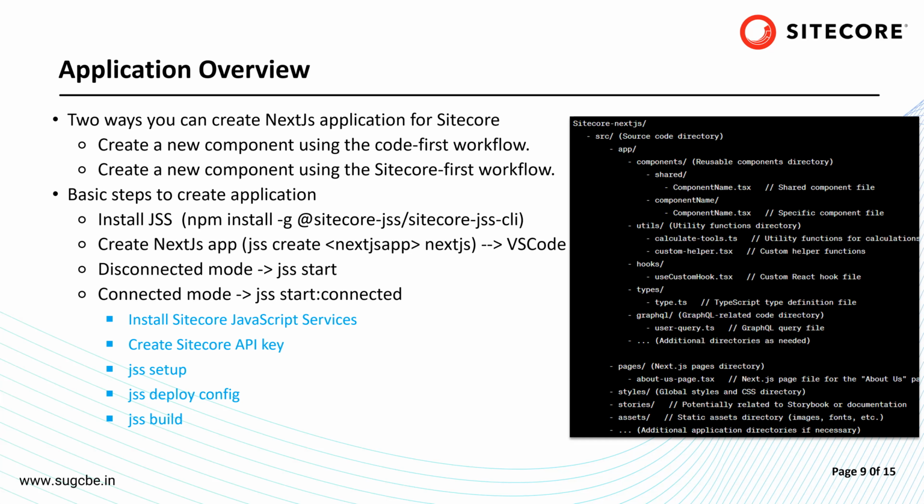And when you're doing it, you have to make sure you install the Sitecore JavaScript Services I have mentioned earlier. You have to install that in your Sitecore through the CM server. Then there is an API key you have to generate, and when we're running the JSS setup, you have to mention the API key and all those configurations. You have to deploy it, then build it, and start creating your application. So this is the basic information you have to keep in your mind when you start creating your application.